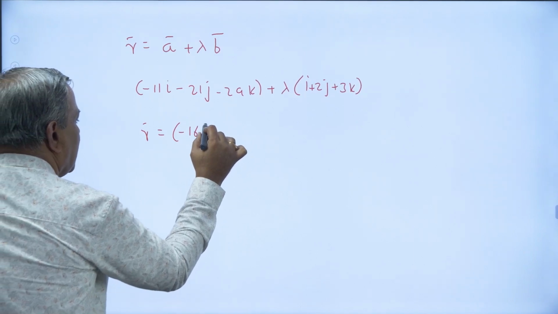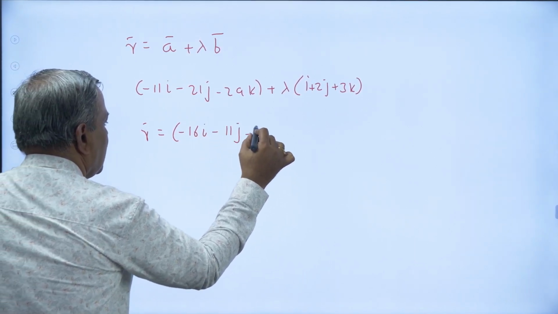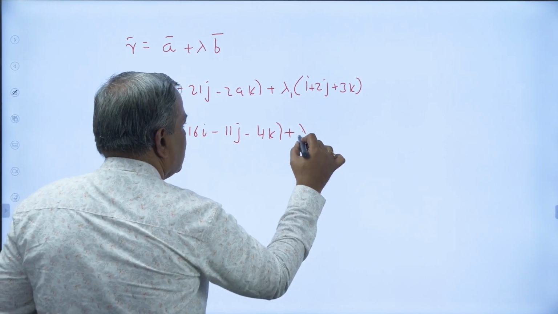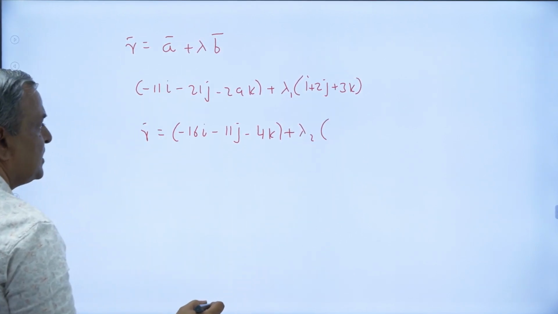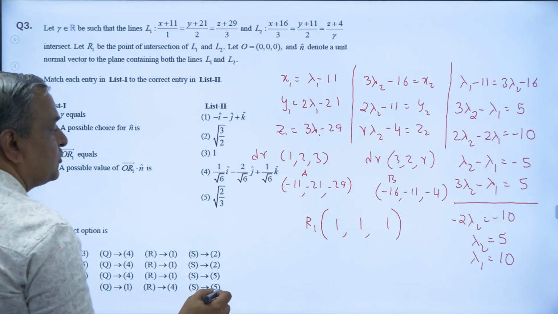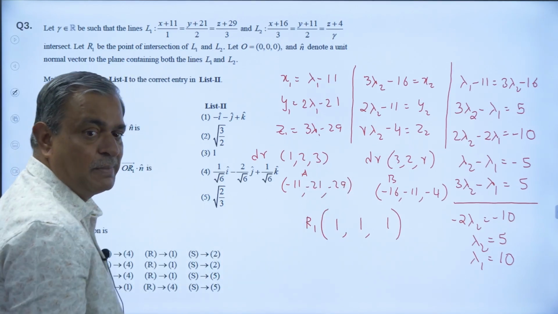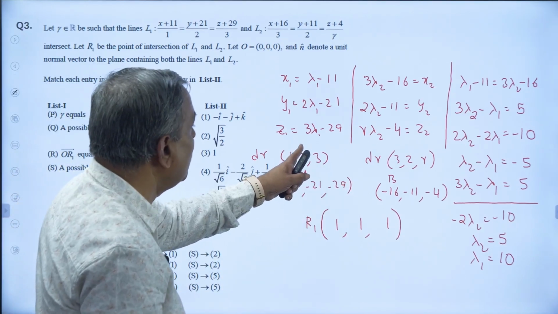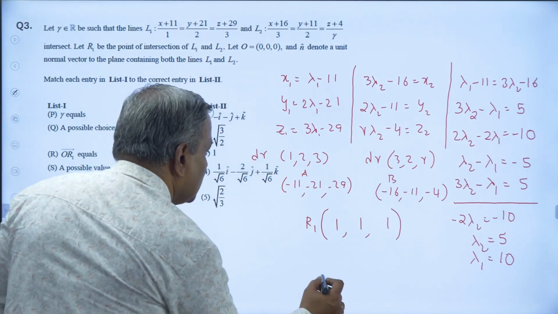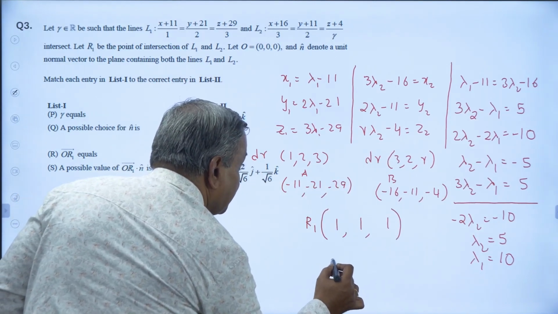Minus 16i, minus 11j, minus 4k, plus, this is lambda 1, this is lambda 2. What are the DRs? The DRs are 3, 2 and gamma. So we forgot to find the gamma here. What will be the gamma value now? Here we wrote gamma lambda 2. So how much is gamma lambda 2?